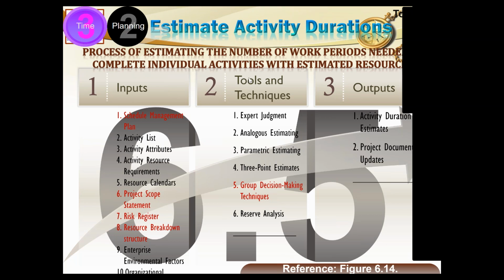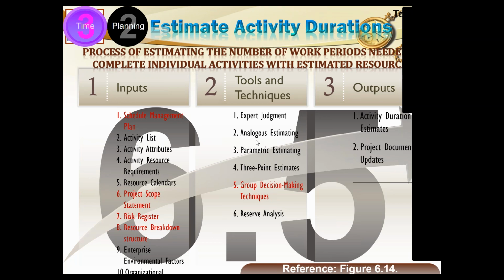Now look at these tools. These are a number of tools and techniques for estimating the activity durations. Number one is expert judgment. Naturally, the opinion of the experts will matter in ascertaining how much time an activity is going to take. But then there are certain estimating tools like analogous, parametric estimating, and 3-point estimate.